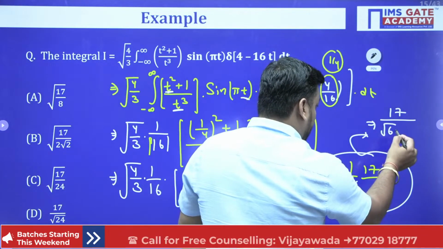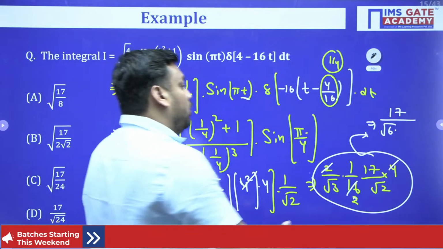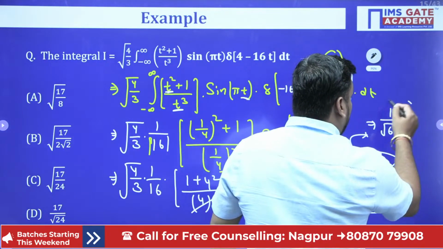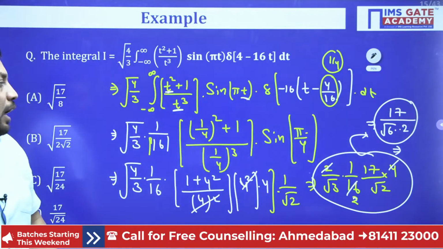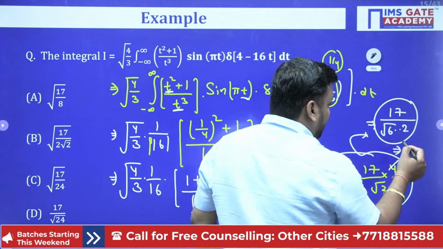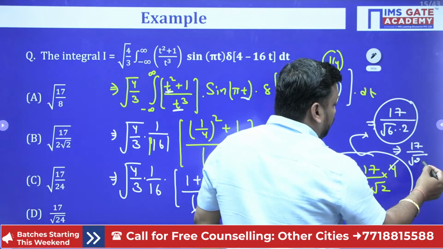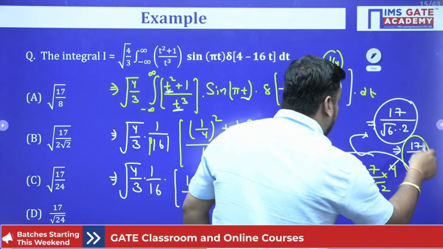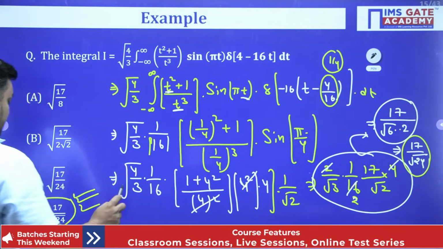So I should write root 6. And here one more 2. So if I want to ultimately write the denominator term in square root, then I can write here root 4 also. So root 4 and 6 4s are 24. So the answer is 17 upon root 24, and it is nothing but option number D for Delhi.